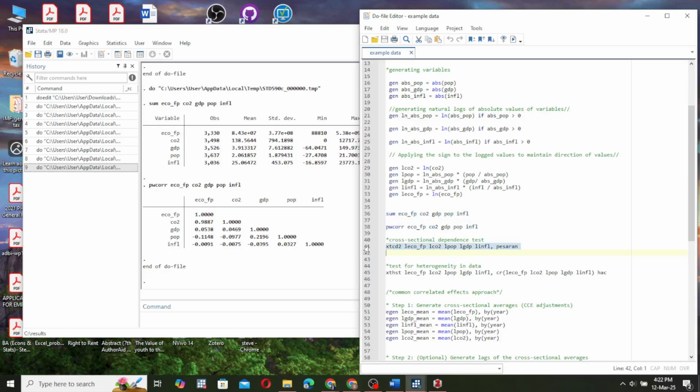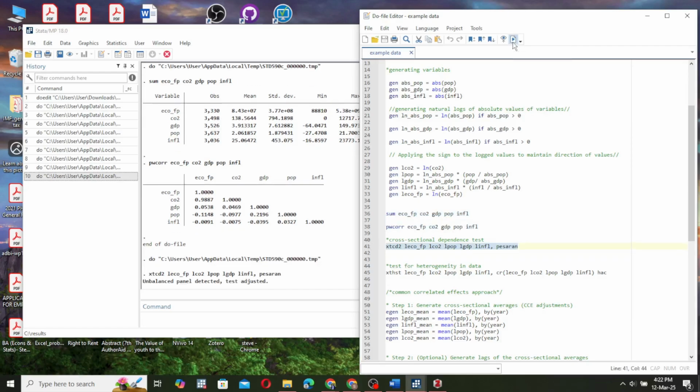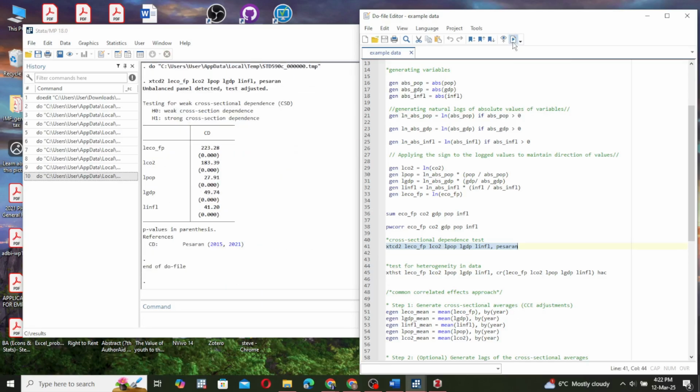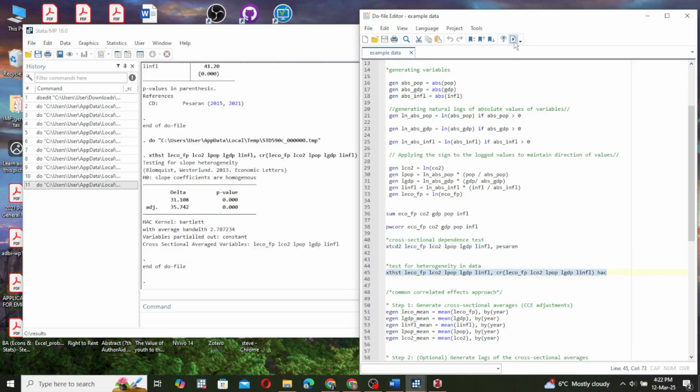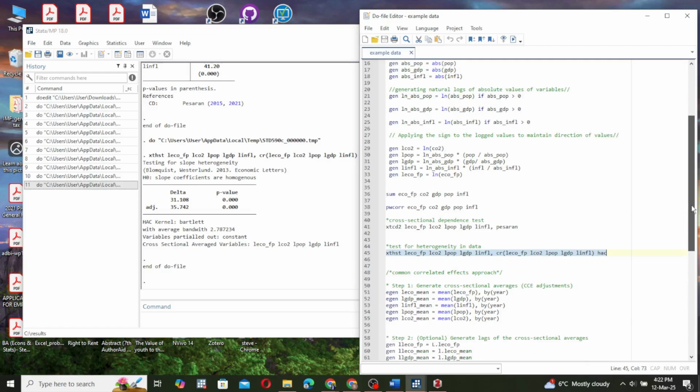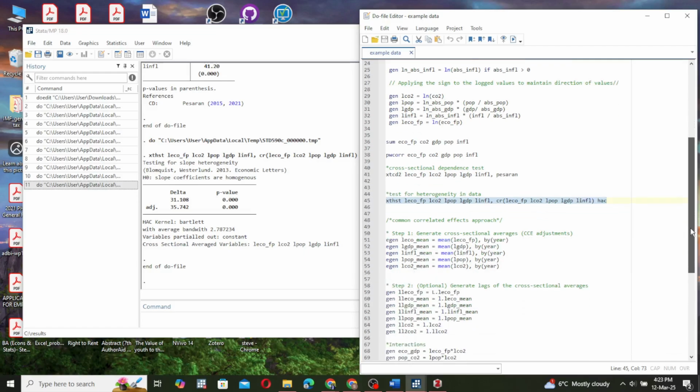So we look at cross-sectional dependence. We test for that using Pesaran's test, and we find that the variables are cross-sectionally dependent, and so there's cross-sectional dependence in our data. There's also heterogeneity, as by doing this you can find that the p-values are less than 0.05, so there's heterogeneity in our data, which is very obvious with panel data.